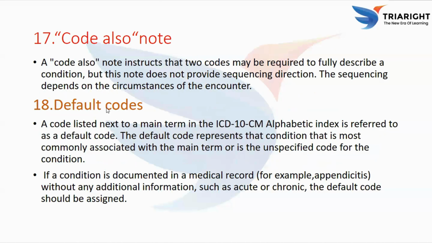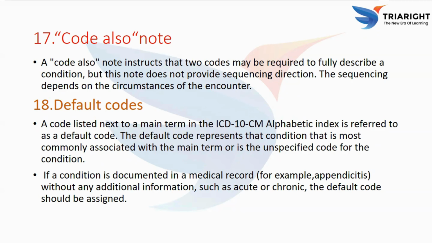Next, coming to code also note and default codes. See, code also. So what does this code instruct? The code also note means that two codes might be needed to completely describe a condition. However, the note does not tell you the order, so which code comes first? The sequence depends on the specific situation or encounter.